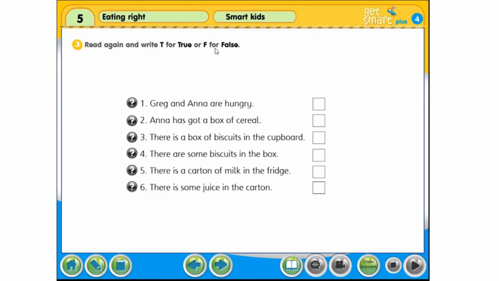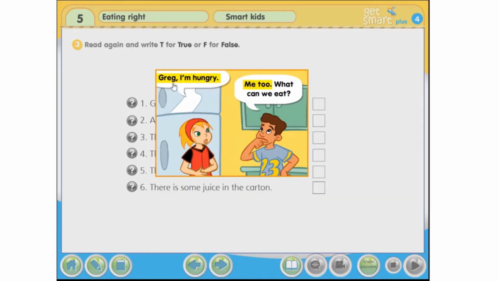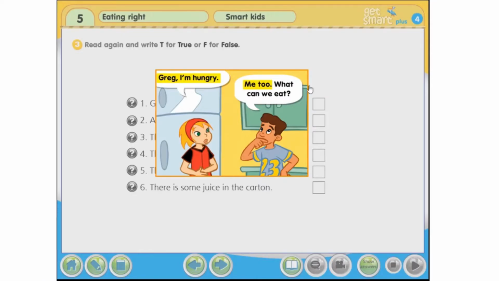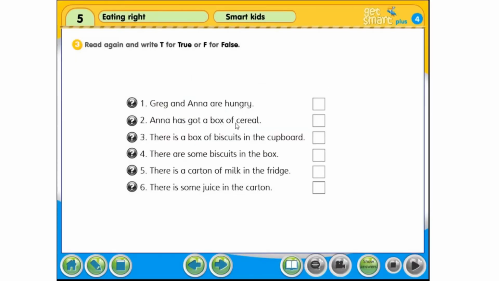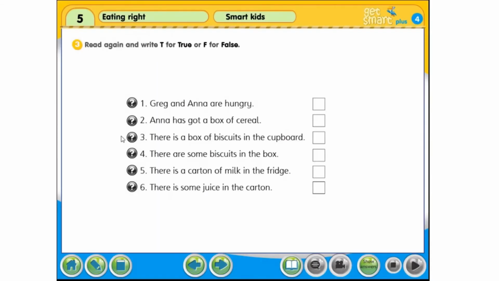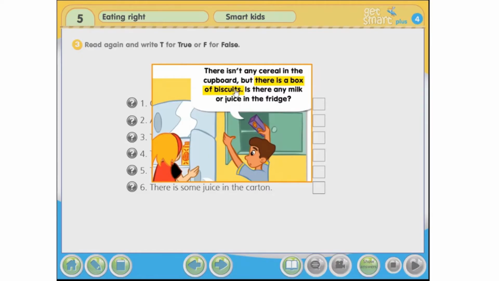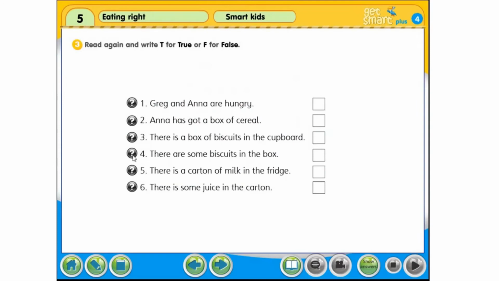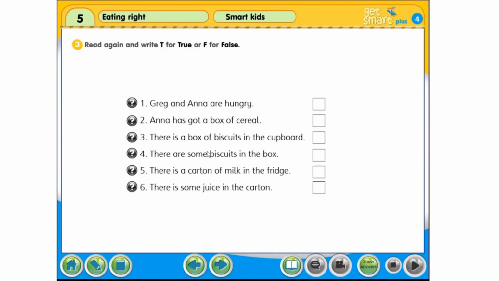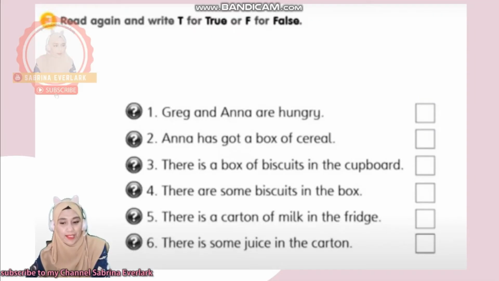Look at number 1. Greg and Anna are hungry. Is this true or false? Number 2. Anna has got a box of cereal. Is it true or false? Number 3. There is a box of biscuits in the cupboard. Check the picture, is there a box of biscuits in the cupboard?